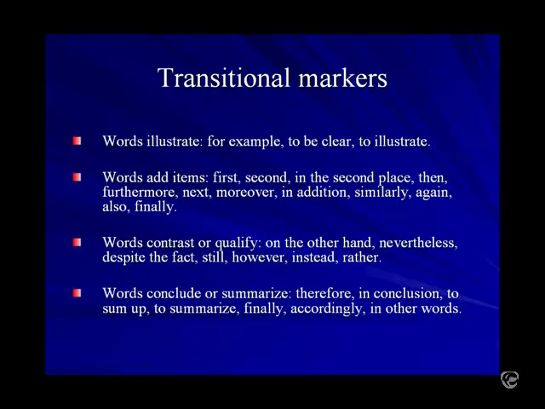The transitional markers are these invisible words that writers sometimes forget to put in. I suppose they do because they are so easily not thought about. They are so easily skipped over as you read them. There's such things as words that illustrate: for example, to be clear, and to illustrate. They are words that add items: first, second, in the second place, then, furthermore, next, moreover, in addition, similarly, again, also, finally.